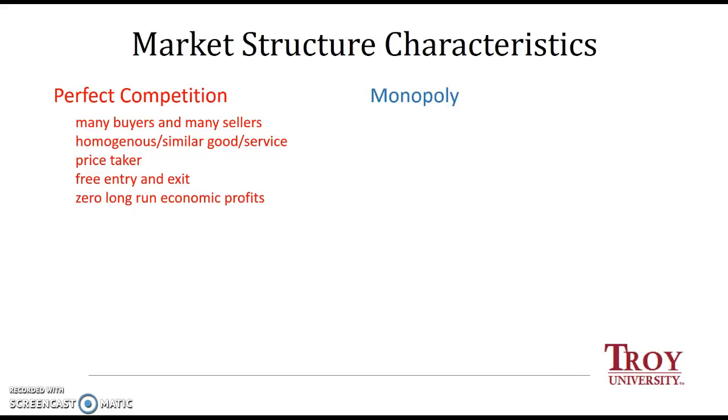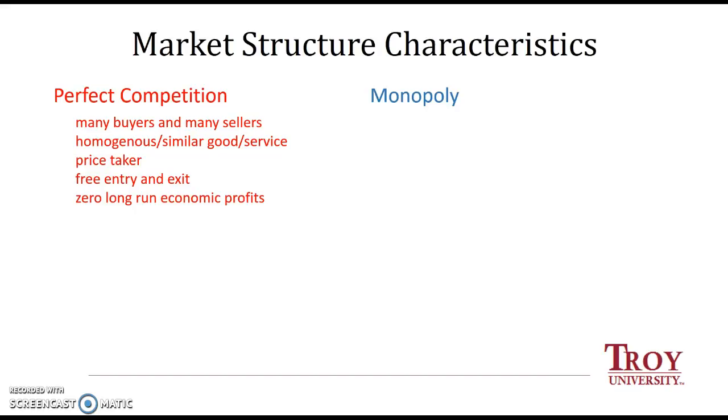If they did try and change the price, then consumers would purchase from the other sellers who are selling the same good. Lastly, the perfectly competitive firm earns zero economic profits in the long run. This stems from the fact that many sellers are selling the same good, but more importantly because there are no barriers to entry or exit inside the market structure.